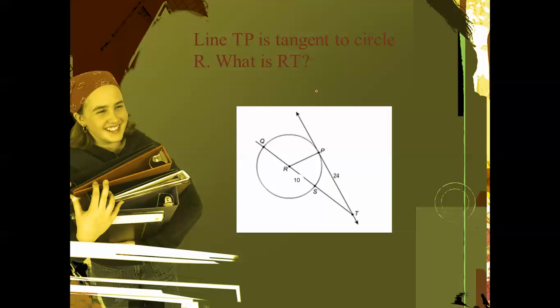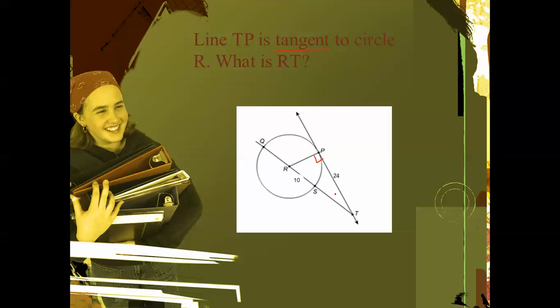Okay, this says that line TP is tangent to circle R, and we want to know what RT is. The first thing that we know here is that it's tangent. One of the things that we know about a tangent line is that if it intersects a radius, then it makes a 90-degree angle. So we know that this angle right here is 90 degrees. What that tells us is that this triangle is a right triangle.